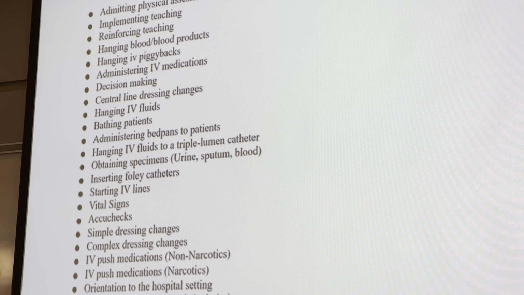Here's your key difference. Hanging IV fluids to a triple lumen catheter: RN. Can an LPN touch a triple lumen? No. Obtaining specimens: RN and LPN, all of us. Have you seen a tech stick people before, or get urine specimens? If it's a sterile procedure, then we could let the CNA do it. Inserting a Foley: RN and LPN.